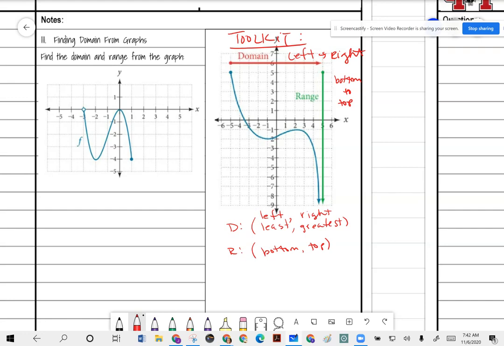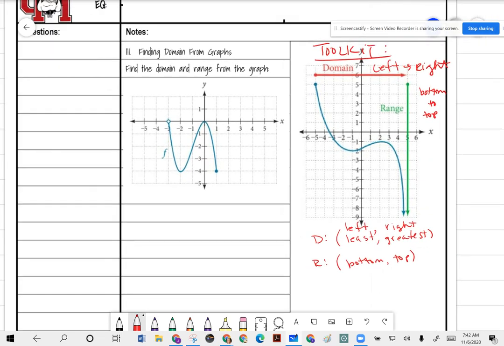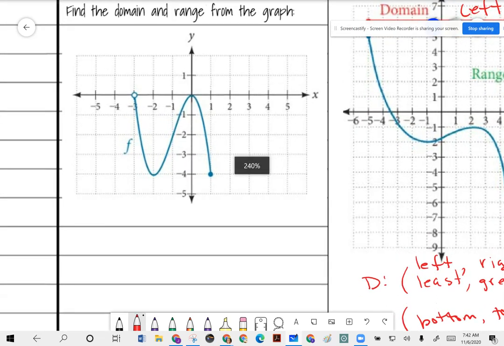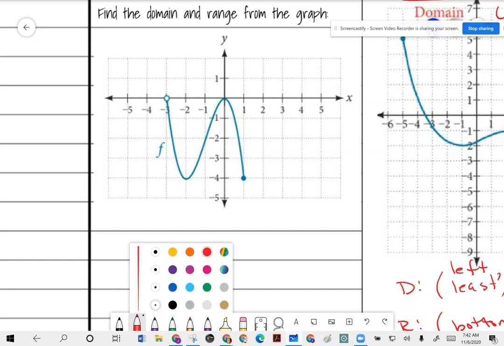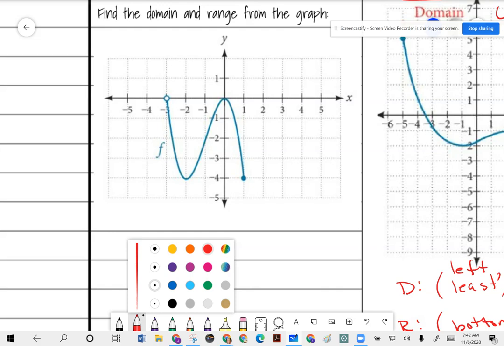All right, so let's take a look at this particular graph right here. Pause the video, see if you can find the domain and the range in interval notation, and then come back and check. All right, so when we read the graph, we're going to read the graph from left to right.